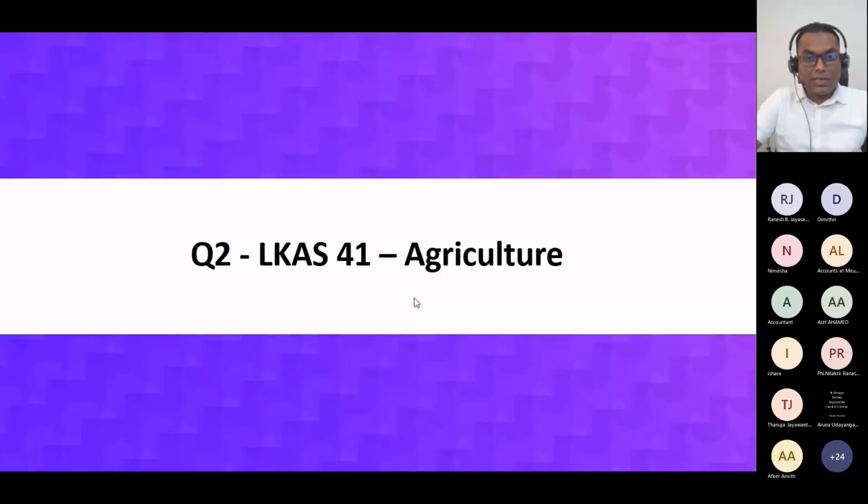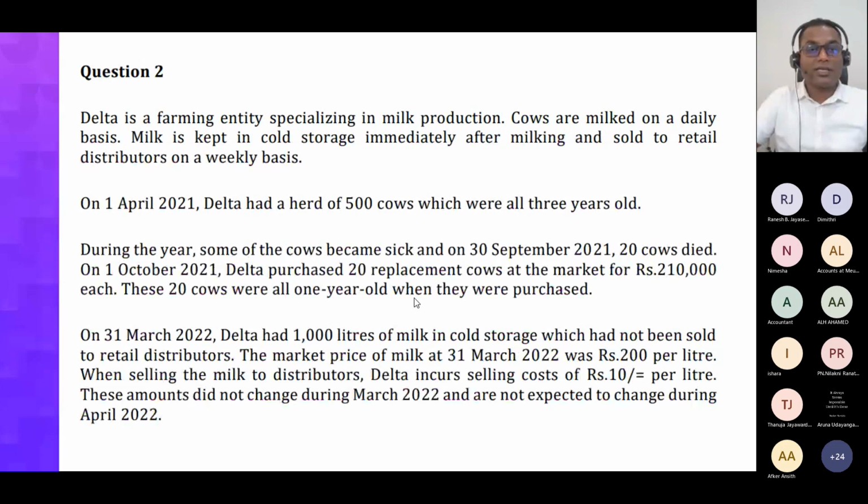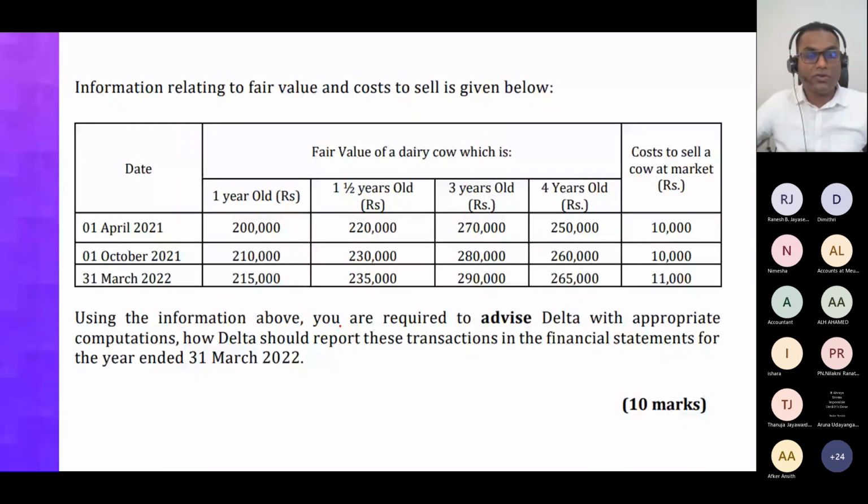Now what we can do is, yet again, I have included the question in the PowerPoint presentation, so you don't need to switch here and there. We can just focus on the presentation. Look at this question number 2. Now the advice I can give you is, when you read the question, first of all, look at the requirement of the question. When you look at the requirement first, then when you read the question, you can plan the answer while reading the question itself.